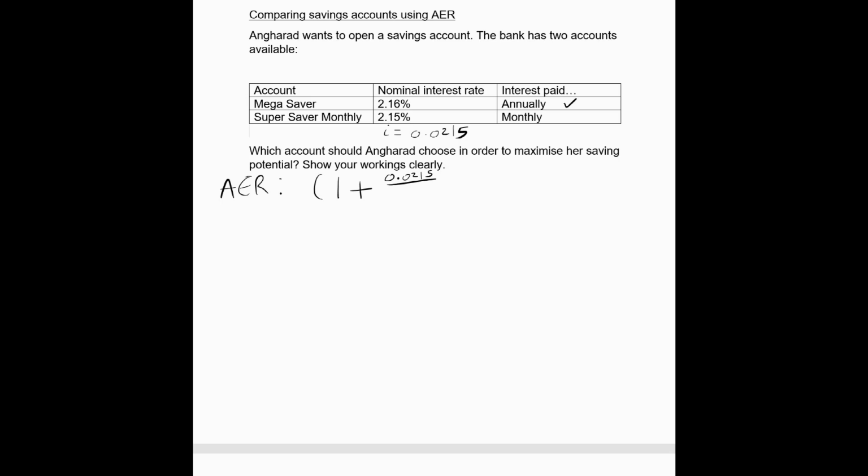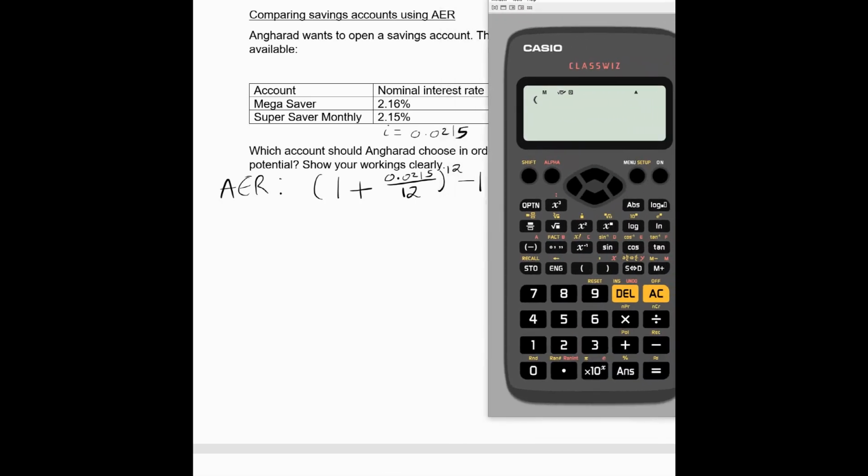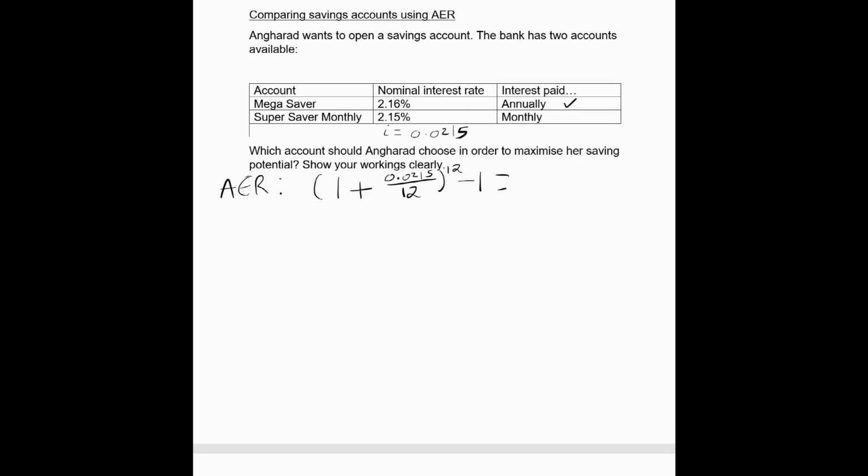And that will give us 1 plus 0.0215 over, now this is paid monthly, so the last example it was quarterly, so we divided by 4, but this time it's monthly, so there's 12 months in the year, so it's over 12 to the power of 12, take away 1. So let's calculate that. So we have 1 plus 0.0215 over 12 to the power of 12, take away 1, times that by 100, and we get 2.17%.